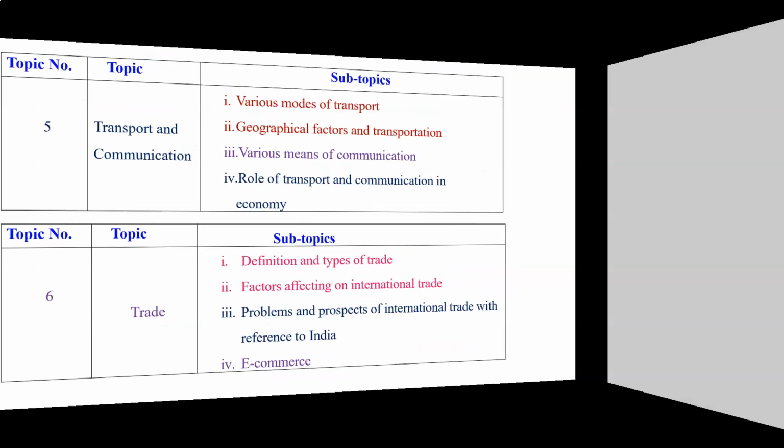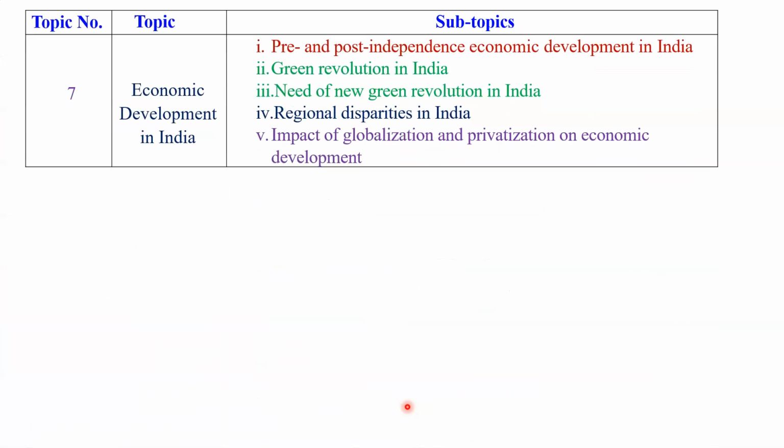Then the next chapter is economic development in India. This chapter is also divided into 5 subtopics. Dear student, you know that economic development is a process by which emerging economies become advanced. The first subtopic is pre and post independence economic development in India, that we are going to discuss in detail. Then the second subtopic is the Green Revolution in India.